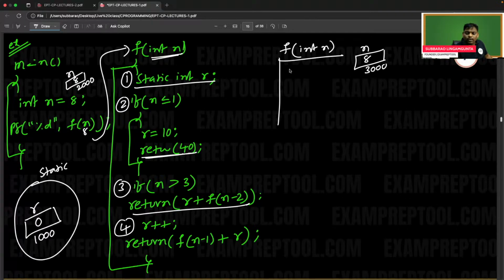Let's check one by one. So 1 is static, skip it. Observe carefully. See the second one: n value is 8. 8 less than or equal to 1? No.